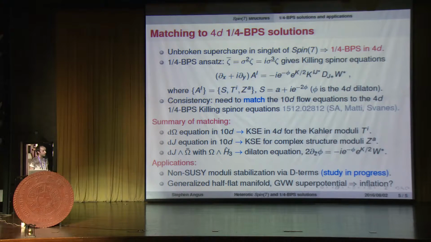So there are some applications of this which we are looking into. One is to further understand these solutions and to consider the possibility of moduli stabilization using D-terms. And also looking at the so-called generalized half-flat manifolds with the Gukov-Vafa-Witten superpotential. This superpotential looks similar to superpotentials that have been used for models of Starobinsky-like inflation. So that's another direction to consider. Okay, so that's all I wanted to say.